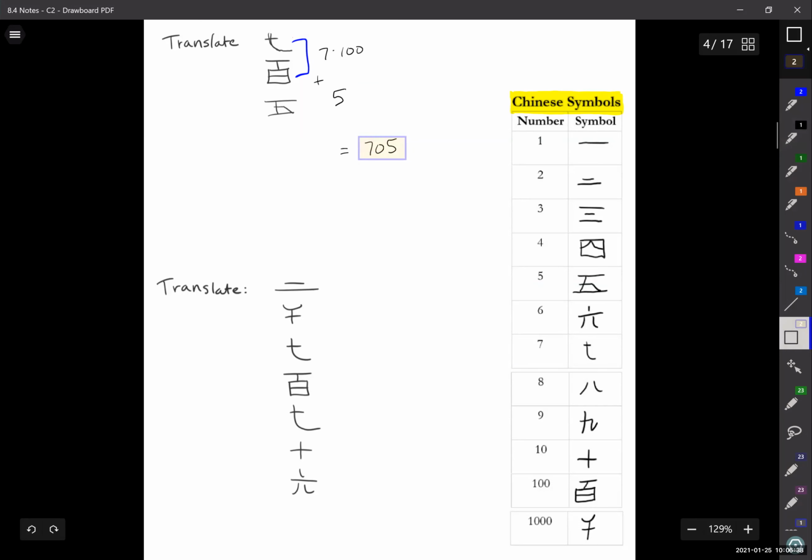Y'all would translate the next one. I recommend you pair it off first, translate each pair, and then write it all together.